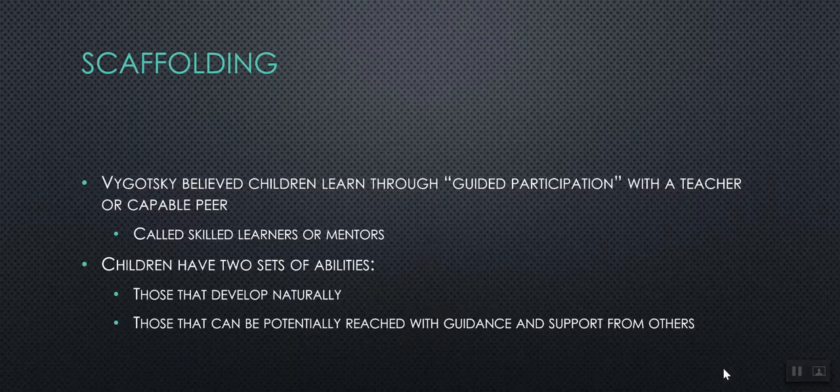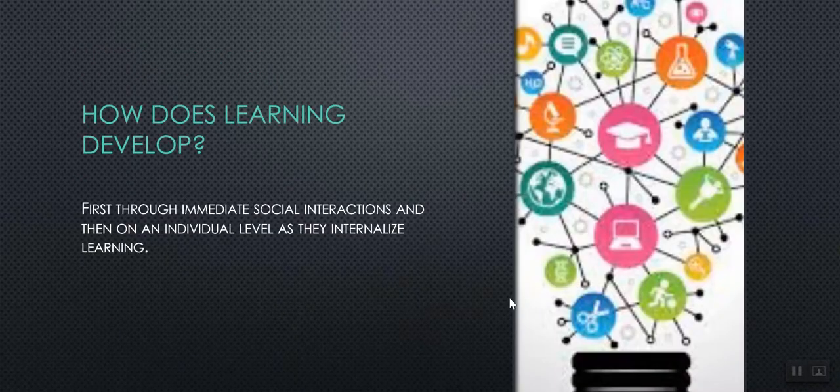So as we move through this, again, as a reminder, Vygotsky believed that children learn first through immediate social interactions and then on an individual level as they internalize learning. So they're first going to learn by seeing, by being around other people, by interacting with people, by having someone show them how to do something more difficult. And then later on, they will develop the ability to accomplish something on a more individual level as they internalize that learning. Brushing teeth is a great example of that. At first, they might need that help, that reinforcement, that support, that encouragement, and then eventually you'll be able to fade it and they'll be able to do it independently.